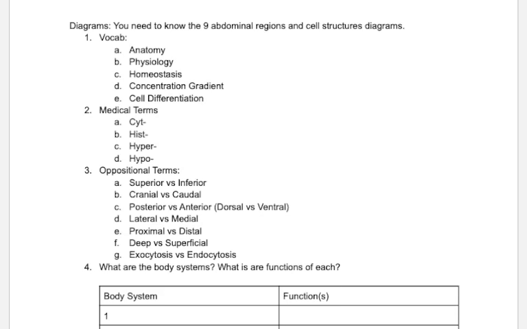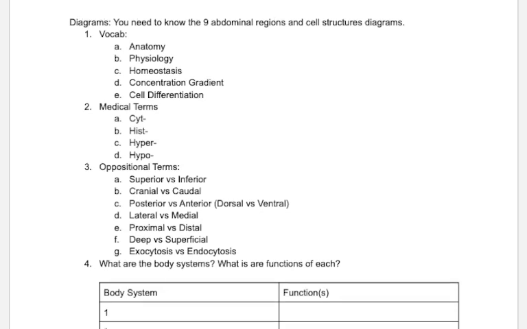Okay, so for your vocab, we're going to define all of these words: anatomy, physiology, homeostasis, concentration gradient, and cell differentiation. Also, you will have a diagram portion of your exam as well, so make sure you go back into your lectures and view those 9 abdominal regions and the cell structure diagram. In one of your Bellwork assignments, there was a practice quiz where you could practice labeling the cell diagram, and that is what I will use for your exam.